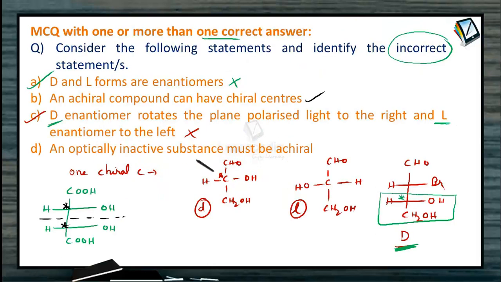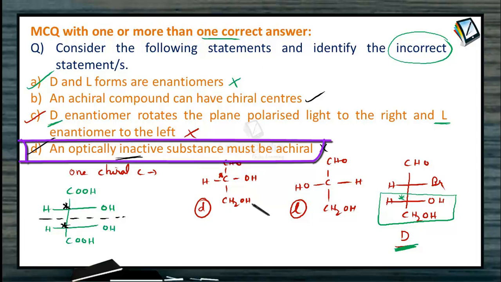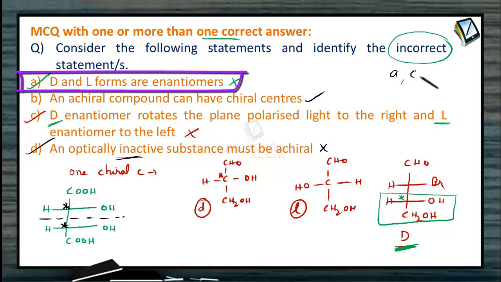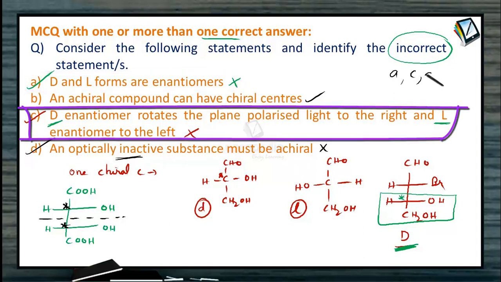So the statement that an optically inactive substance must be achiral is again a wrong statement, because they are chiral compounds, but because both are present in equimolar concentration, the net optical activity is 0, or it becomes optically inactive. That is the reason why our answer should contain option D as well. So correct answers are option A, option C, as well as option D.